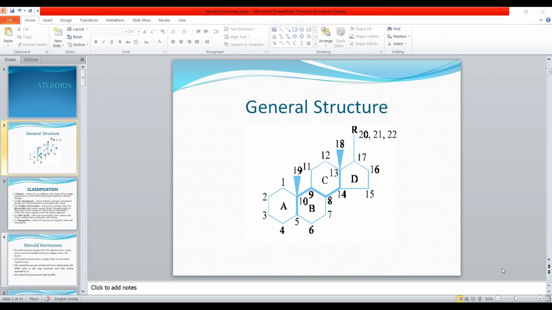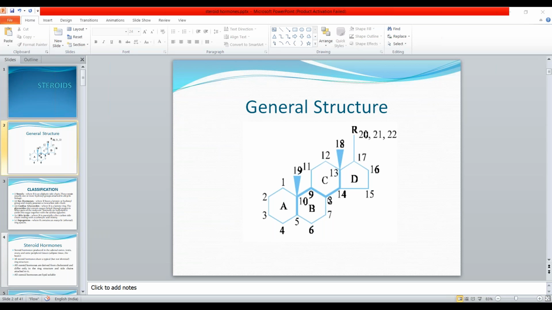Okay, then you also need to know that you always have a double bond between C8 and C9. I am pointing it out over here. Between C8 and C9, you will have a double bond. Similarly, you can have a double bond between carbon number 20 and carbon number 21.